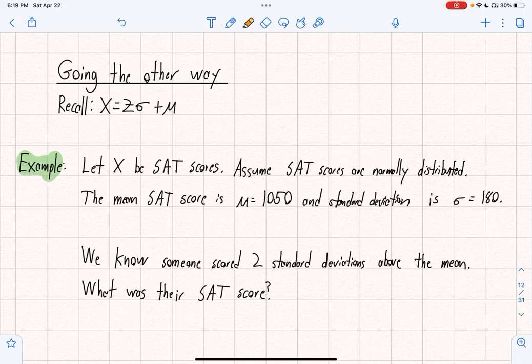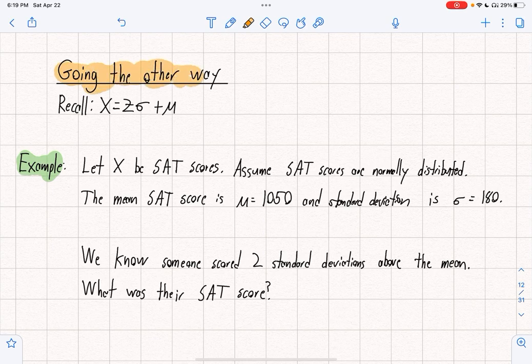Okay, the last thing we want to cover in chapter 6 is actually going the other direction. So we've been doing z transforms on x so that we can get values of z. But now let's say we're given values of z and we want to get values of x from that. So we're going to go the opposite direction in this video.